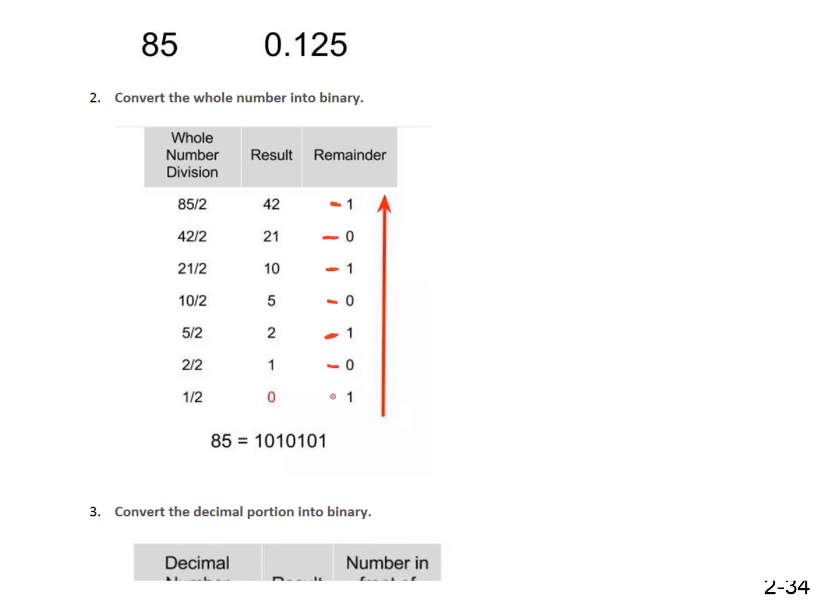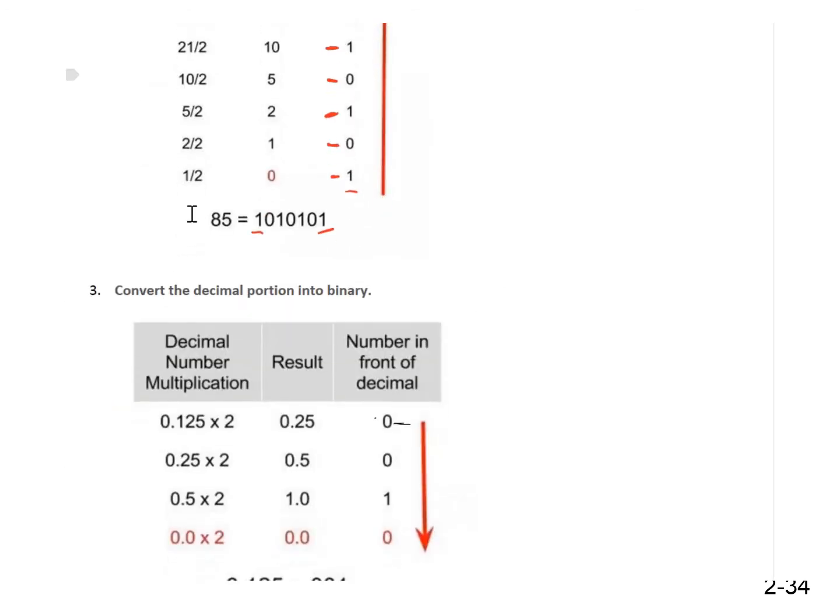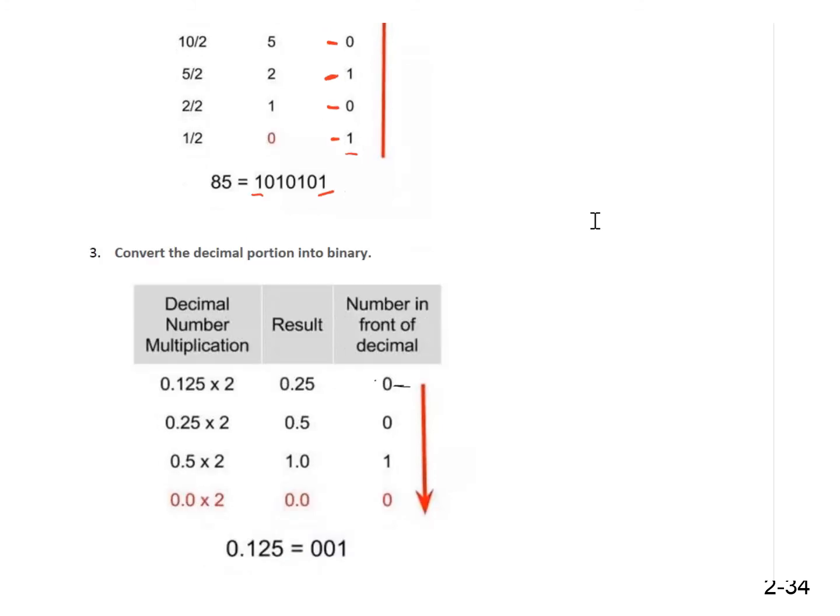1 divided by 2, 0, remainder 1. And that's when we stop. And then we build this number from the bottom up. So this one is this one, and this one is this one. And then we just park that number on the side, and we'll convert the decimal portion into binary.